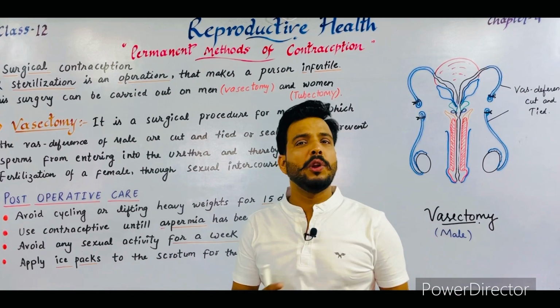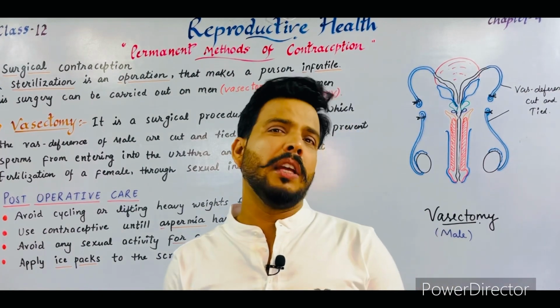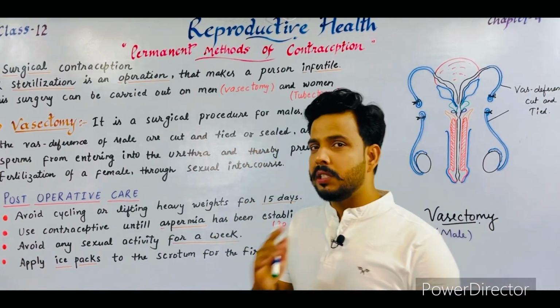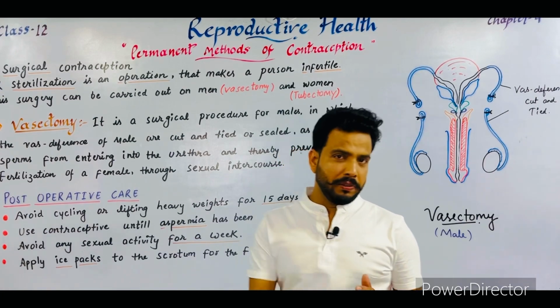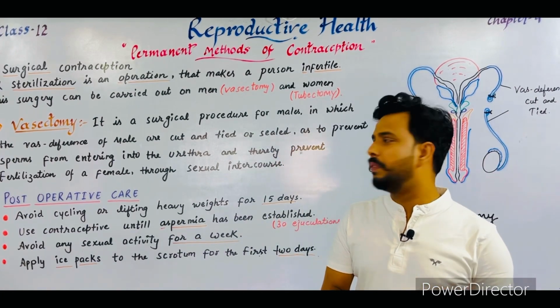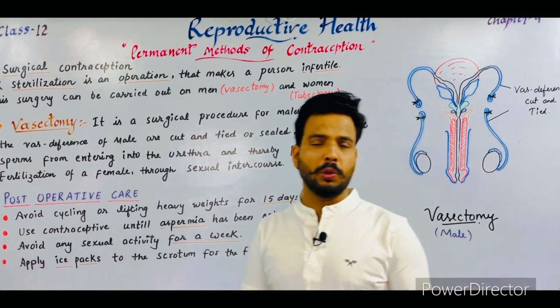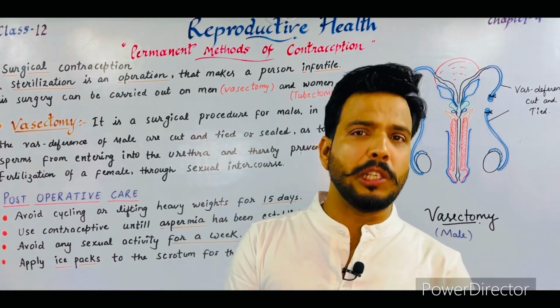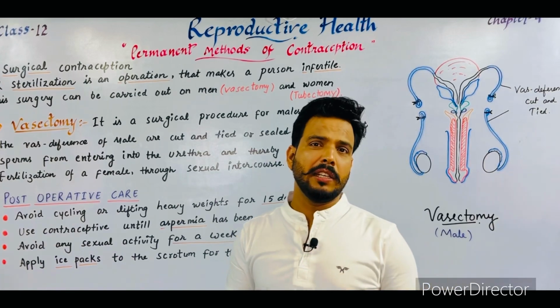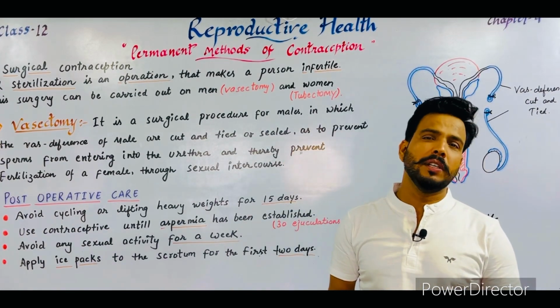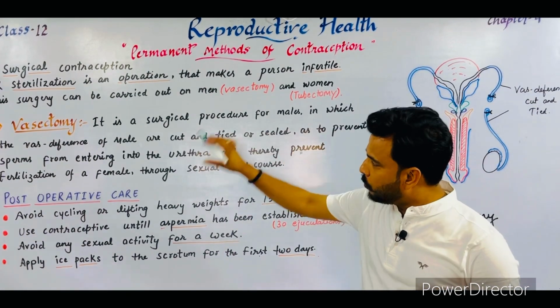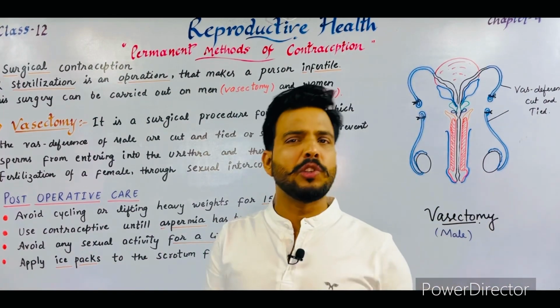When the sperm will not enter the vagina of the female, then fertilization will not occur. So this operation prevents fertilization inside the body of the female through sexual intercourse, just after the male inserts his penis into the vagina of the female and releases his semen into the body of the female. Now, that was all about the vasectomy.